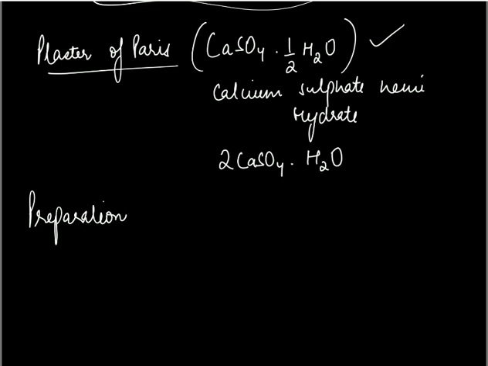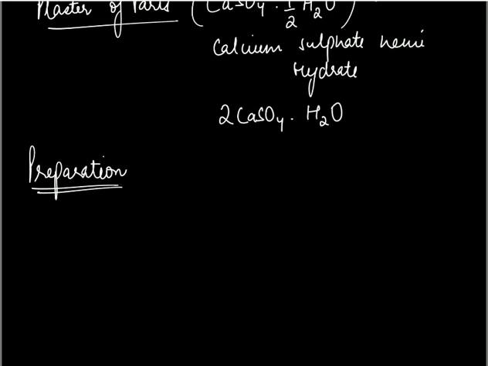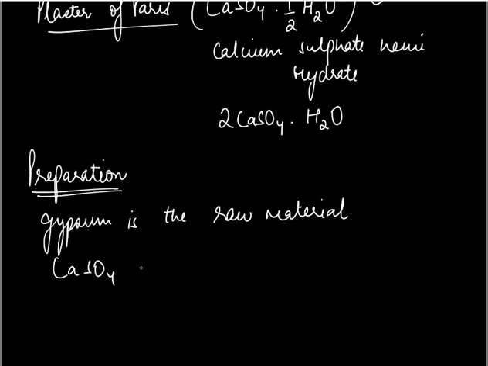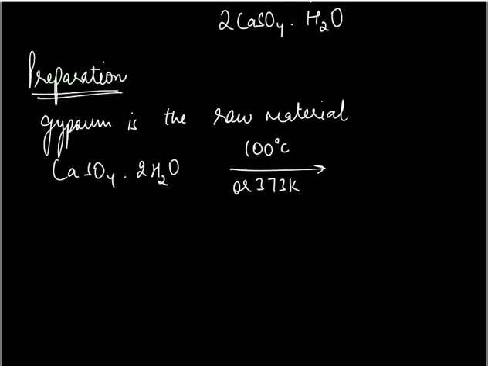So, now moving to the preparation. How do we prepare plaster of Paris? We do it from gypsum. Gypsum is the raw material, and it is calcium sulfate dihydrate. We heat it at not just any temperature, but it has to be 100 degrees Celsius or 373 Kelvin. So we need to maintain the temperature. It shouldn't be less or more than this because it can hinder the reaction.